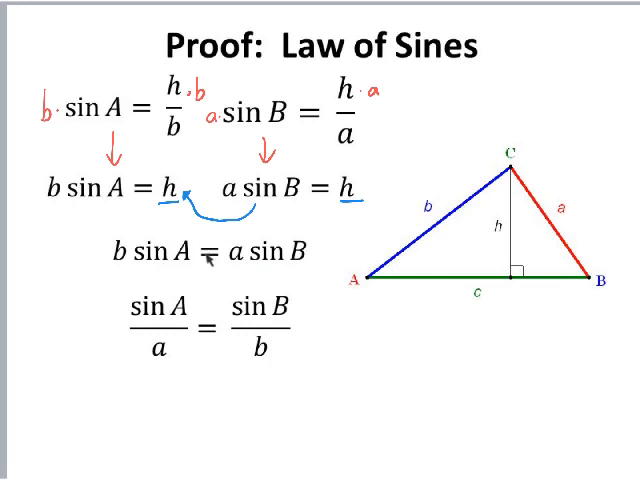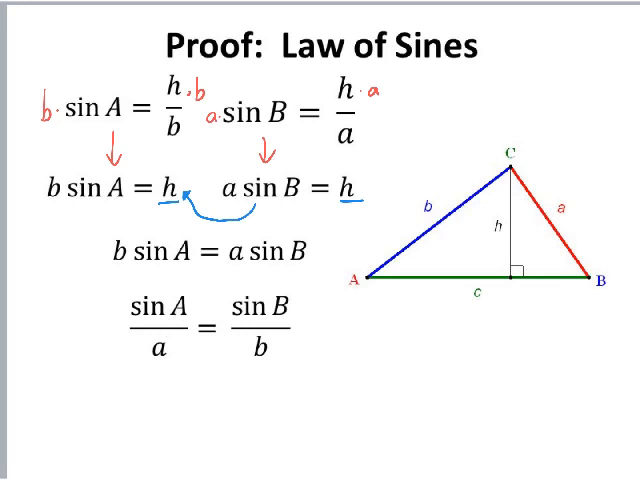Next, how do you get from this statement to this statement? What they did is they divided both sides by a and b. So it's kind of hard to write, but what they did is they divide this side and this side both by a and b, and you jump into this. And there you go, that is law of sines.